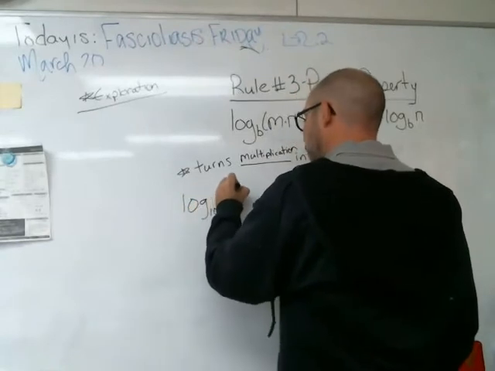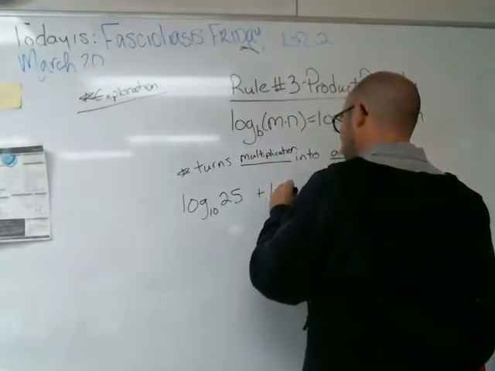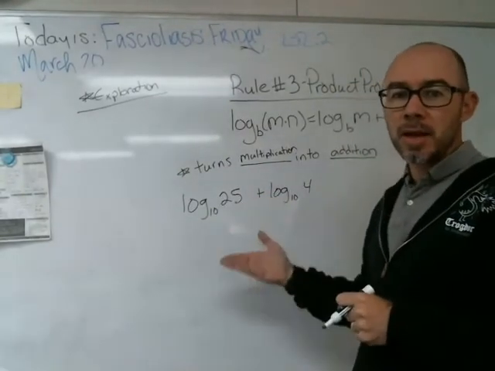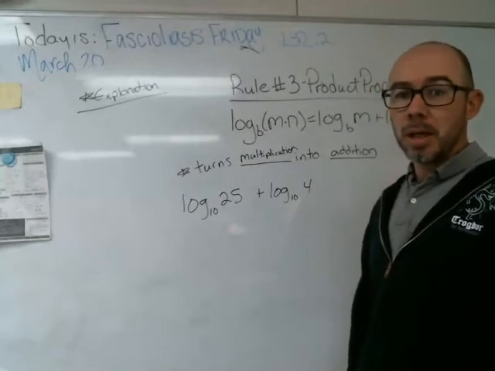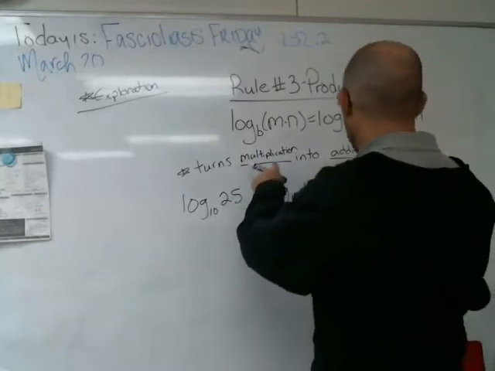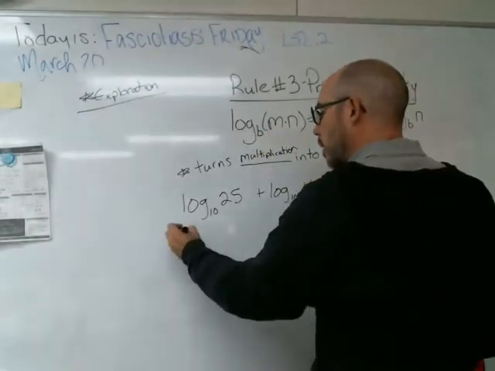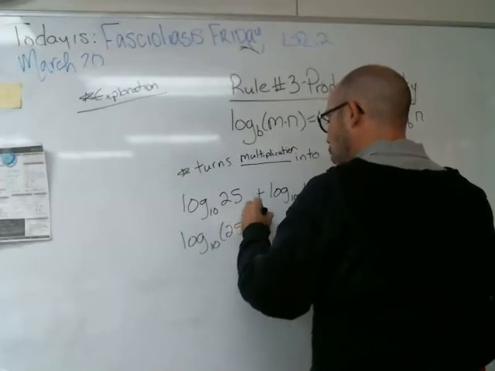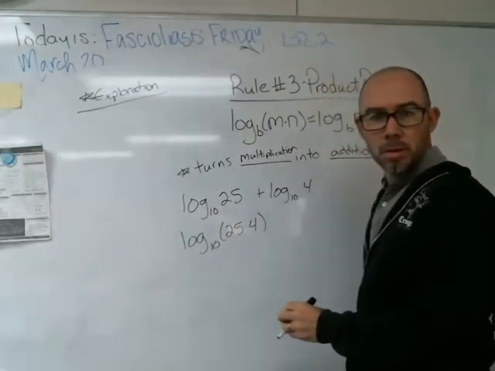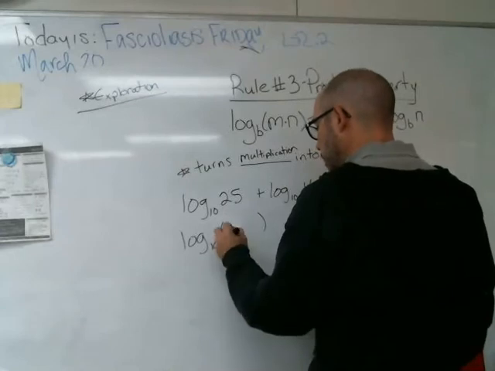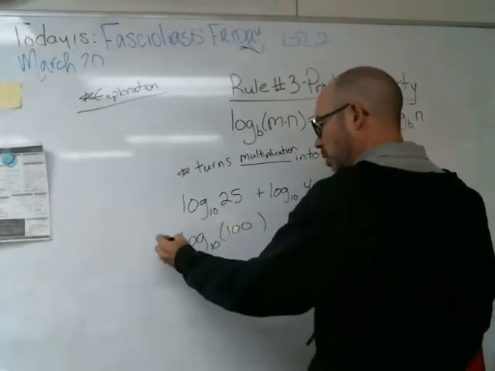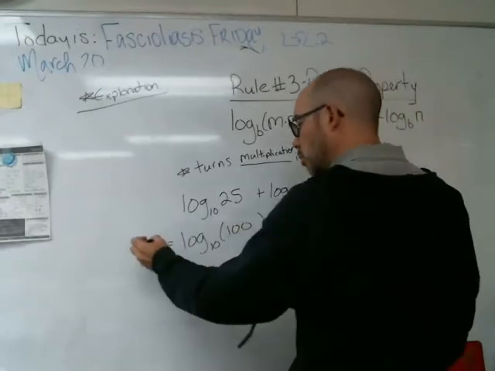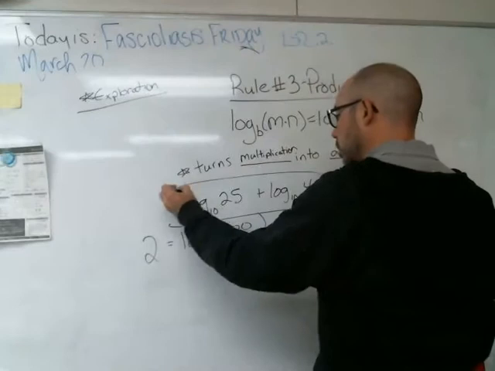Log base 10 of 25 plus log base 10 of 4. You're kind of tempted to get out your calculator and add those two numbers, but that would be silly. Let me show you why. If I back up and multiply m and n together, this rule says it turns into 25 times 4, which is 100. And 10 to the what power equals 100? 2. So that equals 2.